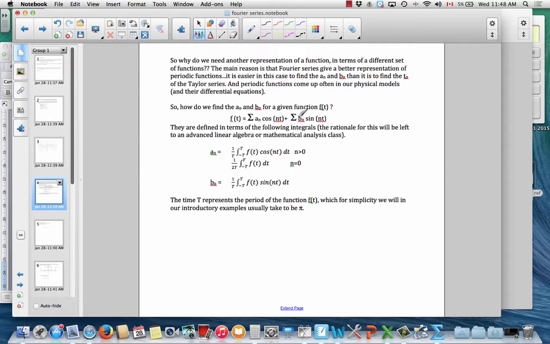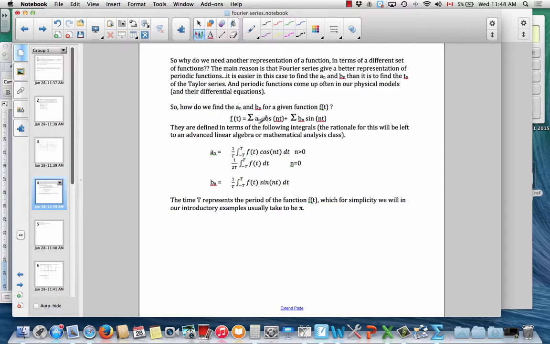Well, why do we need another one? Well, you saw that for the Taylor series to follow the sine function, it was actually kind of hard because it's a periodic thing. It repeats over and over and over again. And sines and cosines are much better at that. So these cosine and sine terms are just very useful when we're dealing with periodic phenomena. And periodic things come up a lot in physics. So Fourier series are useful.